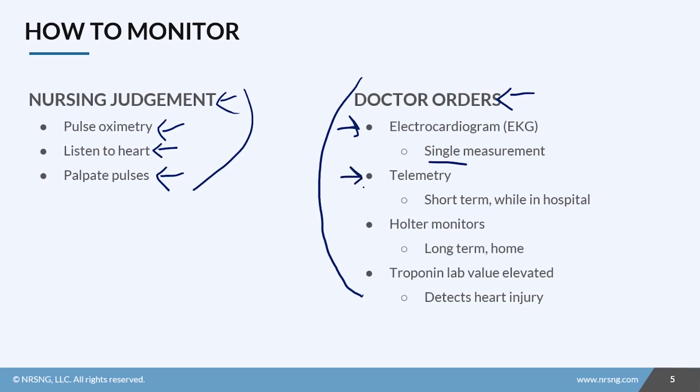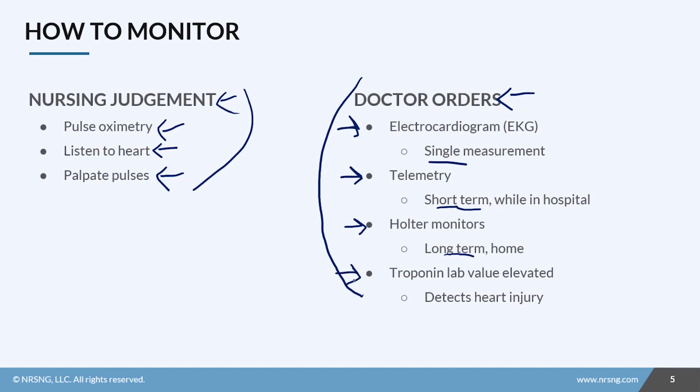Telemetry is a little more short term, but they may wear it the whole time that they are in the hospital. And it allows us as the nurse to look at their heart on the heart monitor to see what it's been doing. A Holter monitor is something that the patient can wear a little more long term. They can go home with that, and the doctor will be able to review it and see what their heart has been doing while they've been at home.